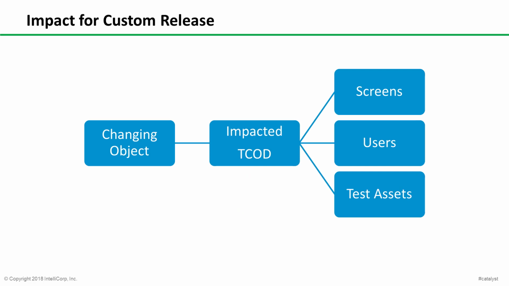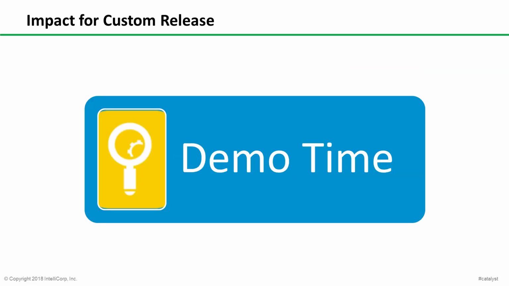In this example, we see a changing object, an impacted T code, and its related screens, the users that execute the impacted T code, as well as all related test assets that reference the impacted T code. Let's have a look.